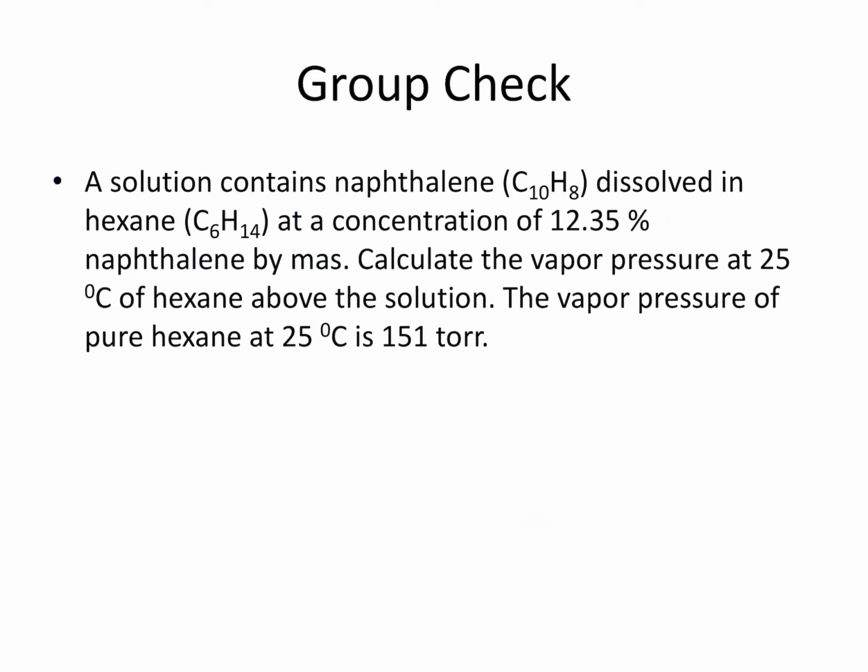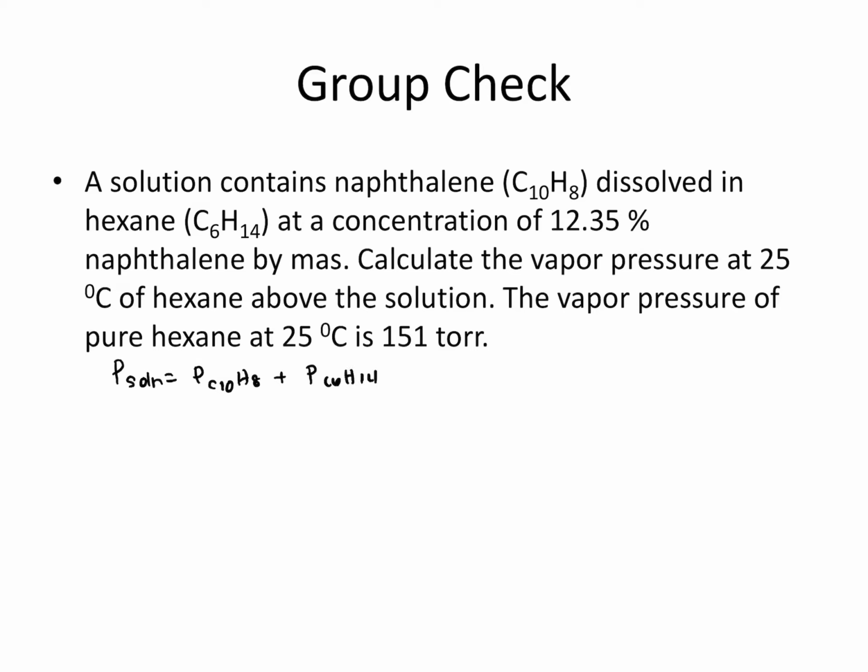A solution contains naphthalene dissolved in hexane at a concentration of 12.35% naphthalene by mass. Calculate the vapor pressure at 25 degrees Celsius of hexane above the solution. The vapor pressure of pure hexane at 25 degrees Celsius is 151 torr.